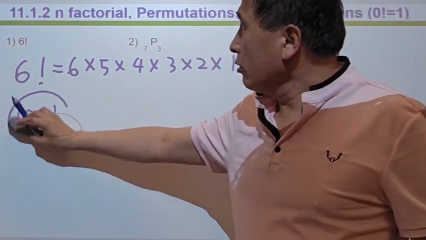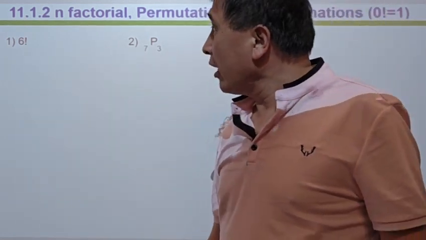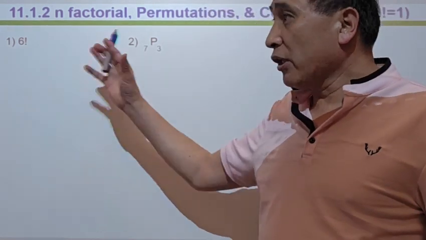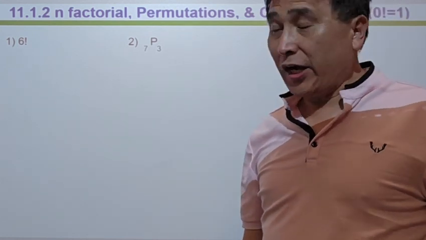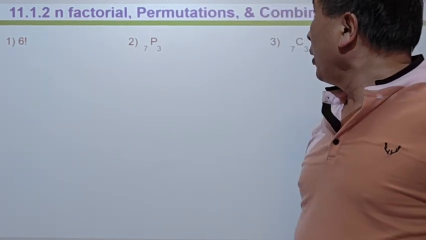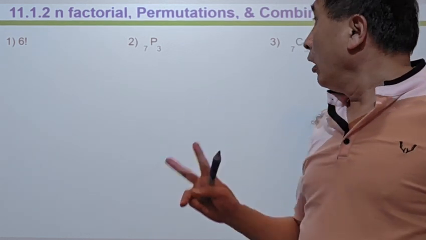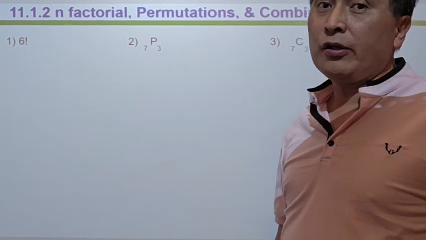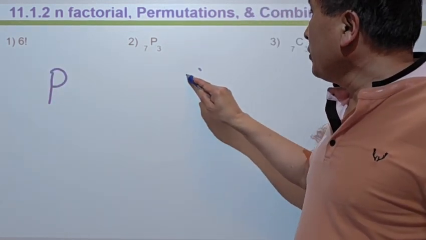Okay. So 6 factorial is 6 times 5 times 4 times 3 times 2 times 1. So maybe you can calculate it. That's the factorial. And in probability, there are two very important concepts you need to learn. One is permutation. The other one is combination.